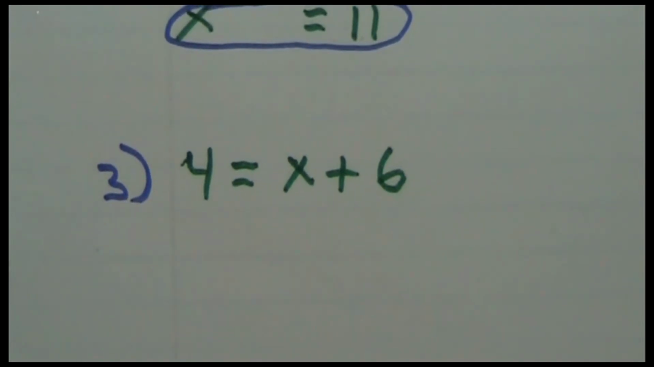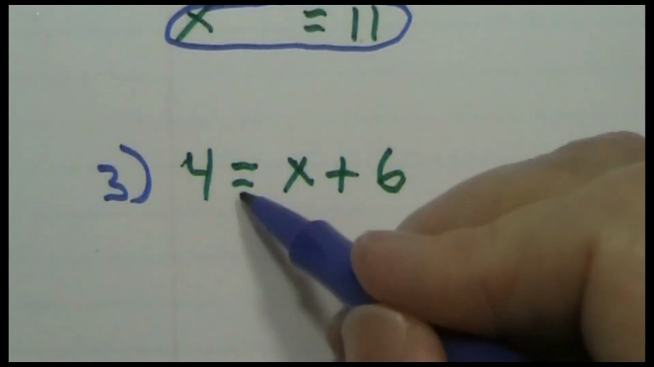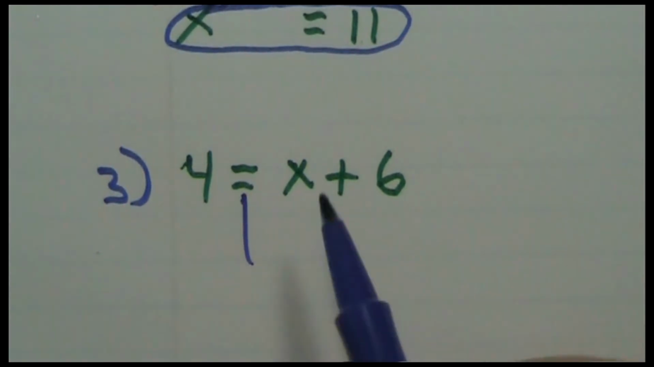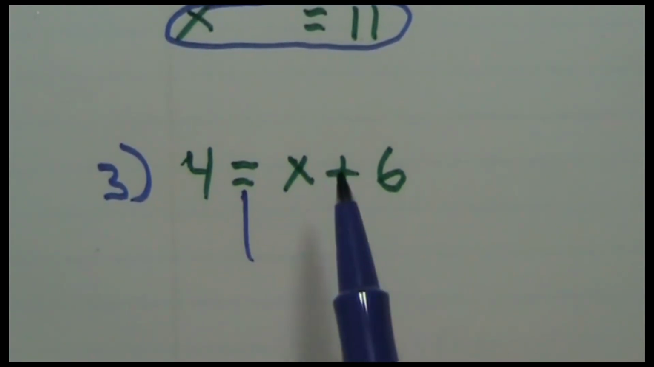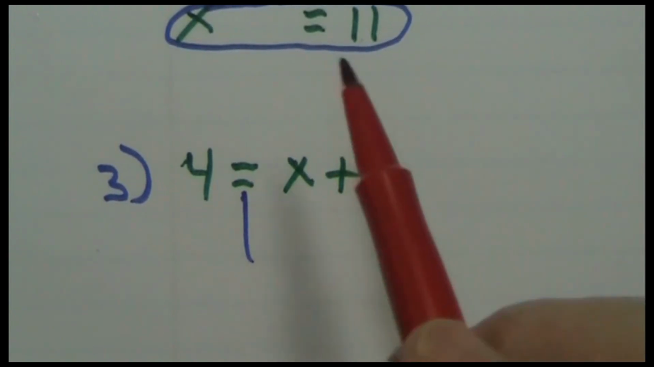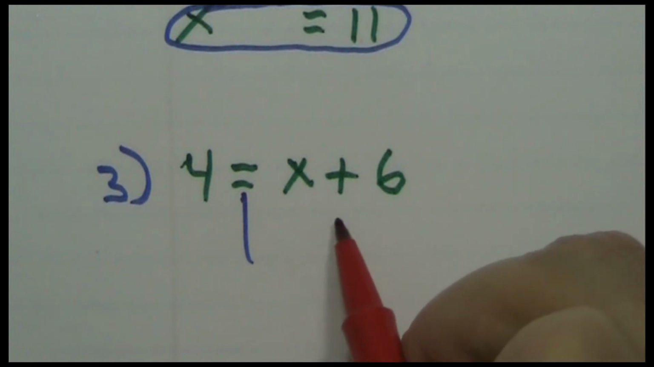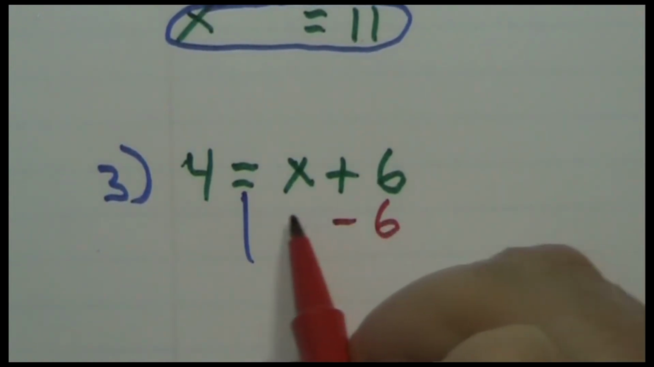Four equals x plus 6. So you have a left and right side. Left side, right side. You want the letter by itself. So to get rid of the plus 6, I would subtract 6. But you have to do it to the other side too.